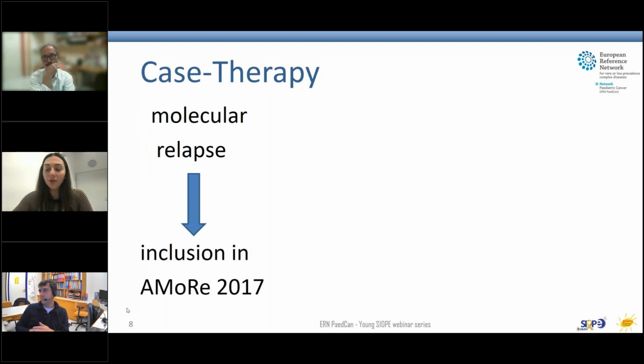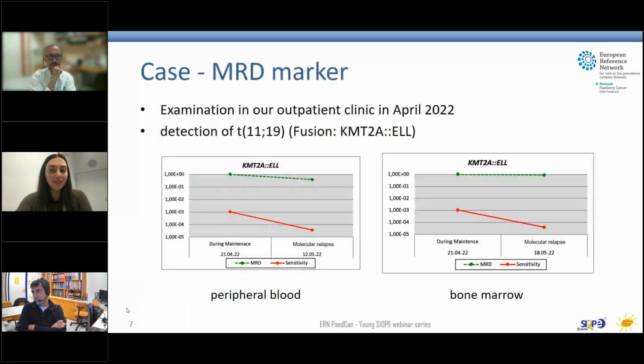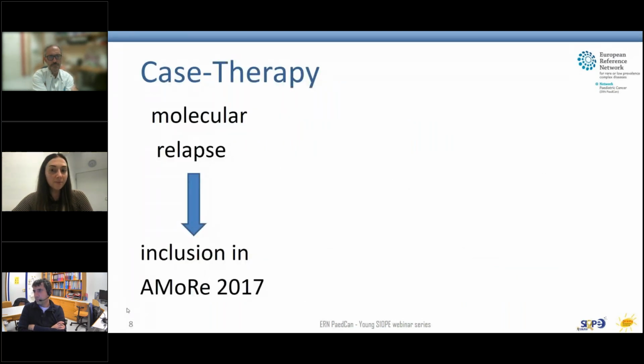It's really important to say that in this figure before, so we have to go back to the slide, we have a relativation of its upcoming analysis depending on our first measurement. So that's the way that we analyze our samples. And then after the detection of the molecular relapse, we had the inclusion of this patient in the AMORE study 2017. Are you able to see also the diagram?